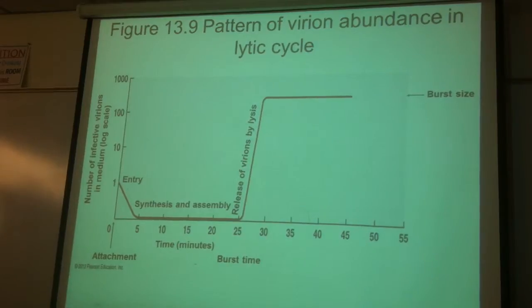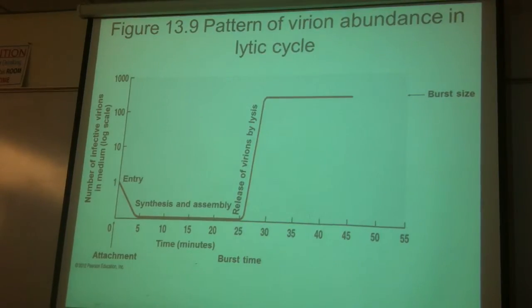And then also we're talking about going from 1 to 100,000, however many can fit in there in that time. So there's a lot of virions being produced at one time, from one cell, which then can all go and infect more cells all over again.